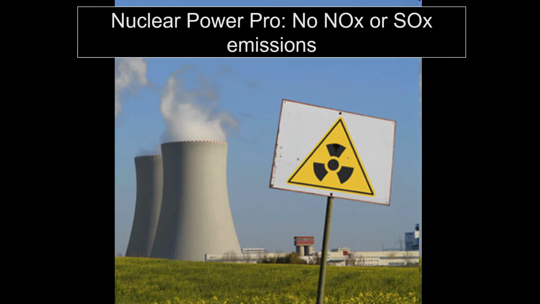When nuclear power is produced, there's not very many air pollutants that are released from the power plant. So you won't see nitrous oxides or sulfur oxides being released from a nuclear power plant. This is different when we talk about coal and natural gas. There are definite air pollutants that are released when you burn those materials.